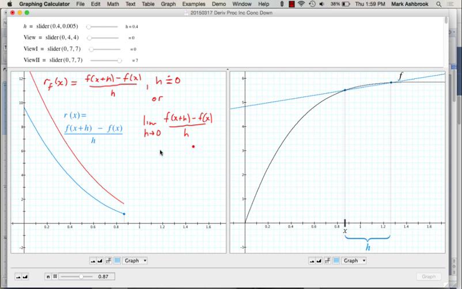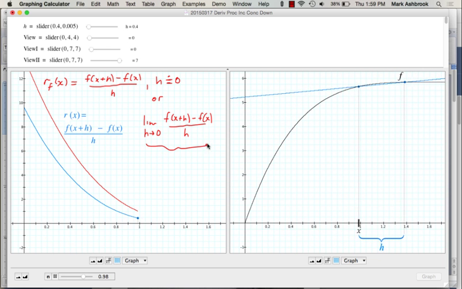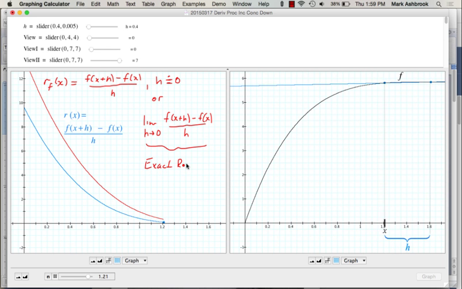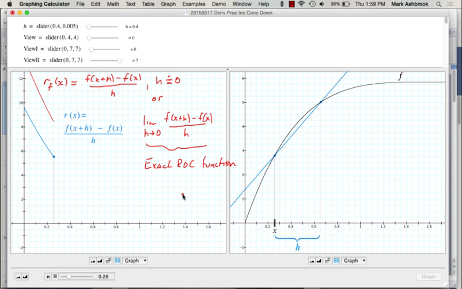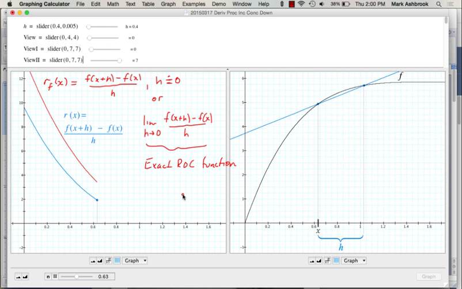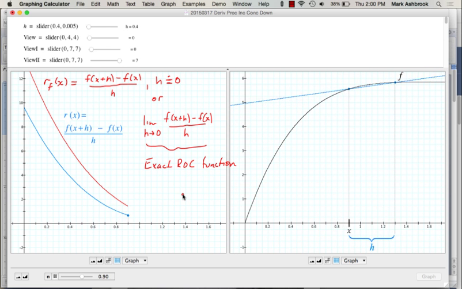Okay, and so this is our exact rate of change function, which you should recognize. The exact rate of change function is what function? Derivative.